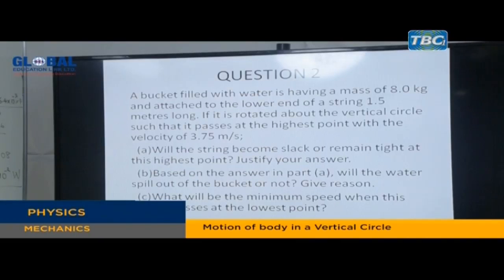B. Based on the answer in part A, will the water spill out of the bucket or not? Give reasons. C. What will be the minimum speed when this bucket passes at the lowest point?